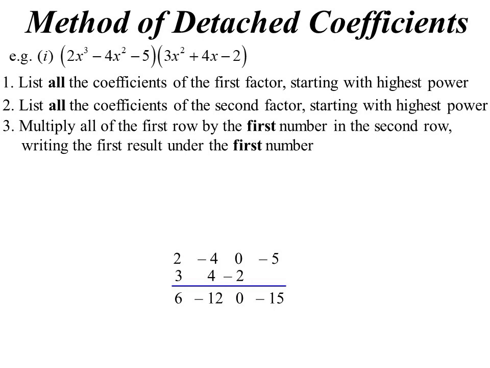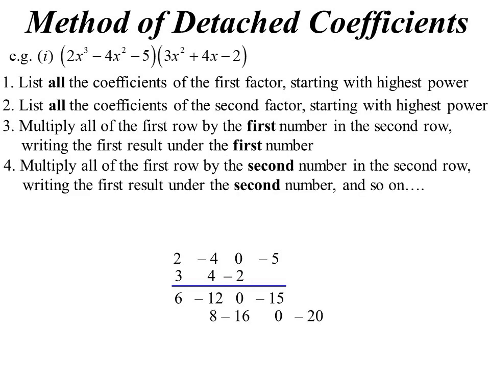So I multiplied everything by the 3, so I start under the 3. But now I'll multiply all of the first row by the second number in the second row. Okay? So I'm going to multiply everything by 4, but I will start writing it under the 4. 8 minus 16, 0, negative 20. You'll never guess what I'm now going to do. Well, maybe you would. So the third one, everything gets multiplied by negative 2, but I put it under the negative 2 column.